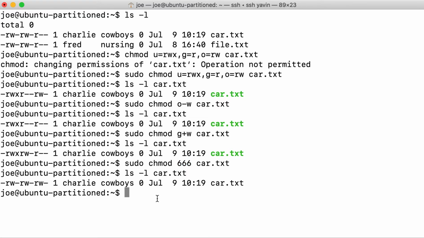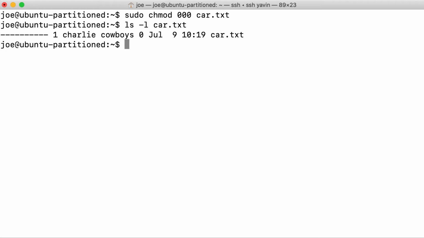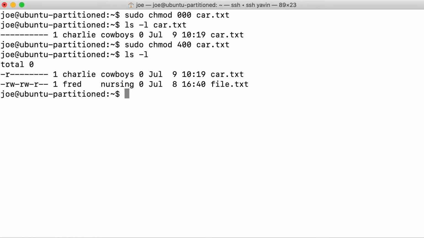What about, let's try this, sudo chmod 000 on car.txt. What does that do? Well, that just took away all the permissions. There's none there. How about sudo chmod 400 on car.txt? That gives the user read permissions because I just said 4.